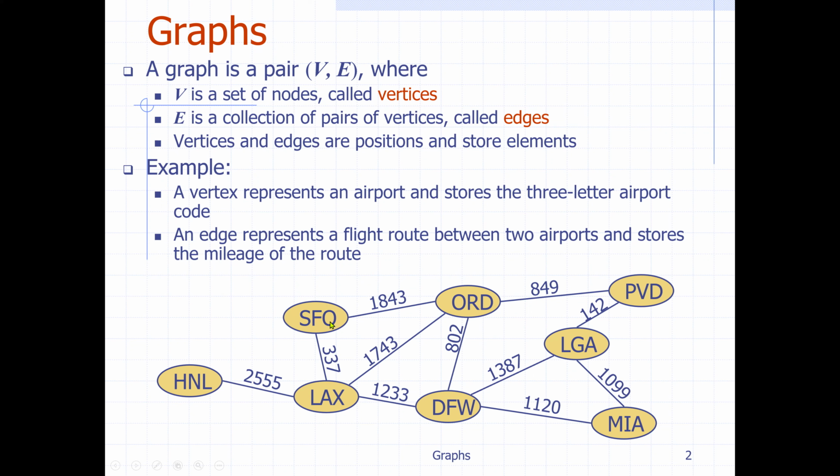So again, the vertices, or sometimes we use the term node, represent the airport, and the edges are the route or the distance between two airports.